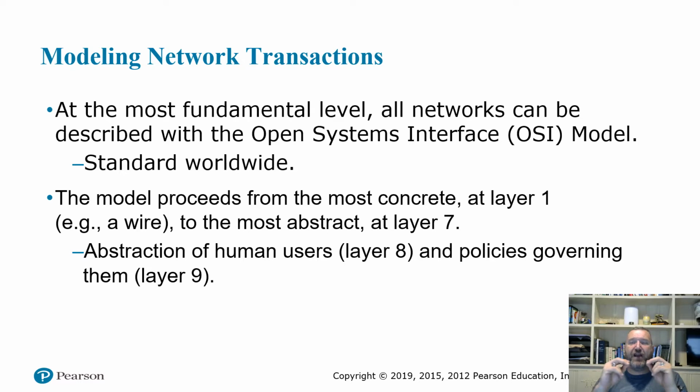But if you understand how the OSI model works, you're going to understand how things are able to occur on a network, because everything has to go through the OSI model to be transmitted from one point to another point.